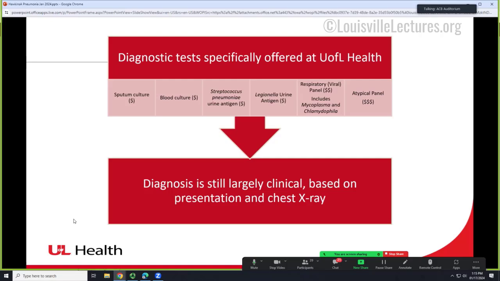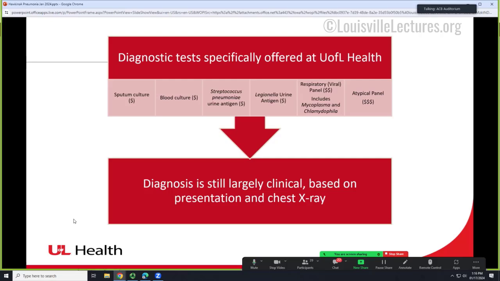Moving to our viral panel, so our respiratory viral panel, this is different than the RSV, COVID, flu one you see that everyone gets on admission, right? They test for RSV, they test for COVID, they test for flu. This has over 20 organisms on it. You type in respiratory viral panel, it includes a variety of viruses, and a few are atypical organisms. So it includes Mycoplasma and Chlamydia. It does not include Legionella, so you do have to add a Legionella urine antigen to this, but it's wonderful to help rule in or rule out a viral disease.